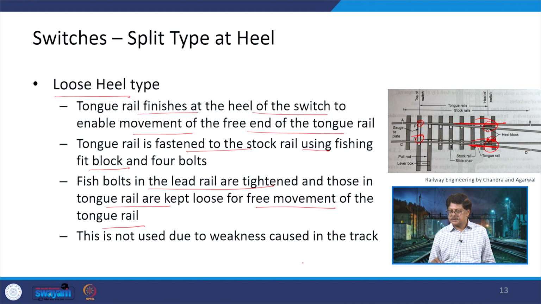But again this has problems, because of this loosening and continuous movement in the lateral direction, with the vibrations being induced and the movement of the trains, it causes inherent problems and weakness is induced in this particular section, and that is the reason that this needs not to be used.